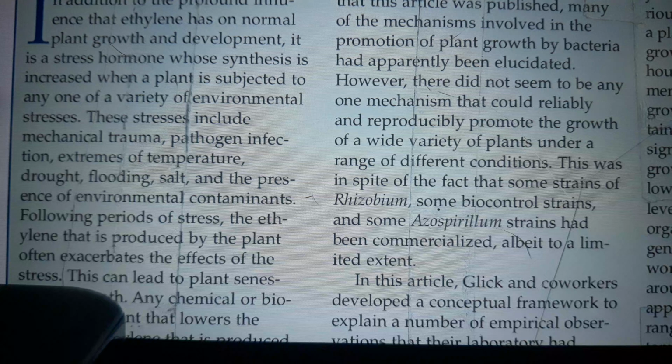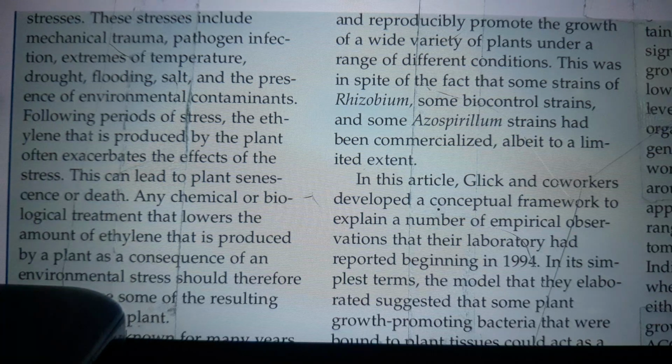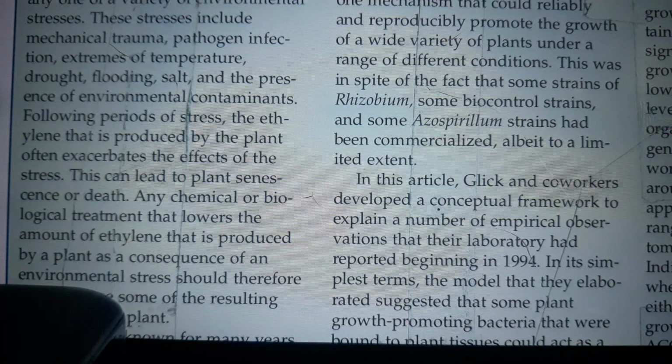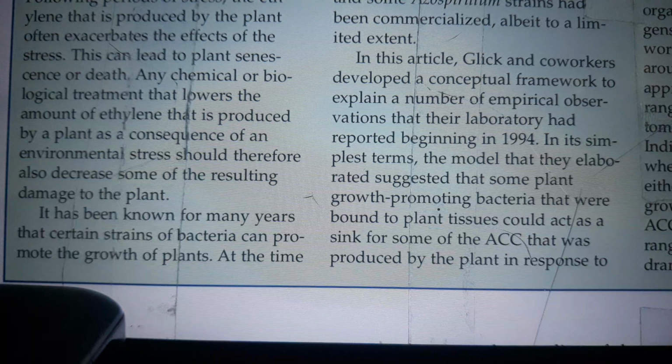In addition to the profound influence that ethylene has on normal plant growth and development, it is a stress hormone whose synthesis is increased when a plant is subjected to any one of a variety of environmental stresses. These stresses include mechanical trauma, pathogen infection, extremes of temperature, drought, flooding, salt, and the presence of environmental contaminants. Following periods of stress, the ethylene that is produced by the plant often exacerbates the effects of the stress. This can lead to plant senescence or death. Any chemical or biological treatment that lowers the amount of ethylene produced by a plant as a consequence of an environmental stress should therefore also decrease some of the resulting damage to the plants.